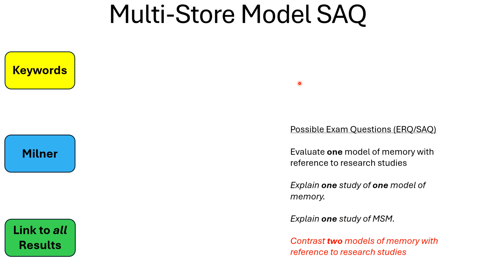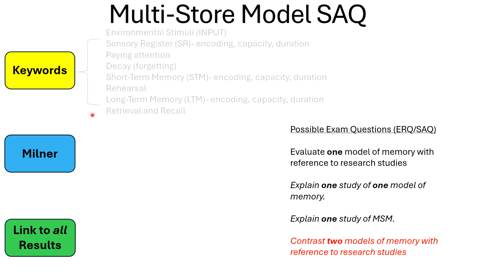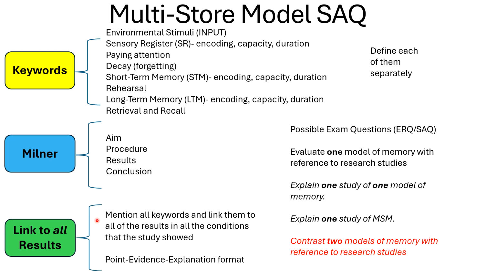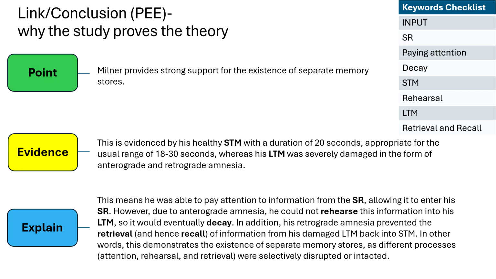So in case you get the SAQ, this would be the structure, so the keywords we saw before, the study of Milner. You can also do Glanzer and Conitz, I suppose, but I think Milner is shorter and easier to understand. And we're going to look at this paragraph, which I think is the hardest one. My point is that Milner provides strong support for the existence of separate memory stores, which is basically the main concept of the multi-store model, and this is evidenced by his healthy short-term memory that had a duration of 20 seconds, which is in the healthy or usual range of 18 to 30 seconds.